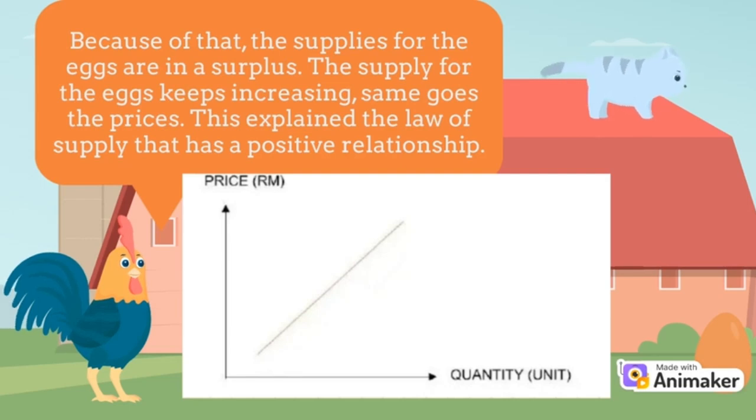Based on the supply curve for eggs, they typically slope outward from left to right, indicating that as the price of eggs increases, suppliers are willing to produce and sell more eggs.